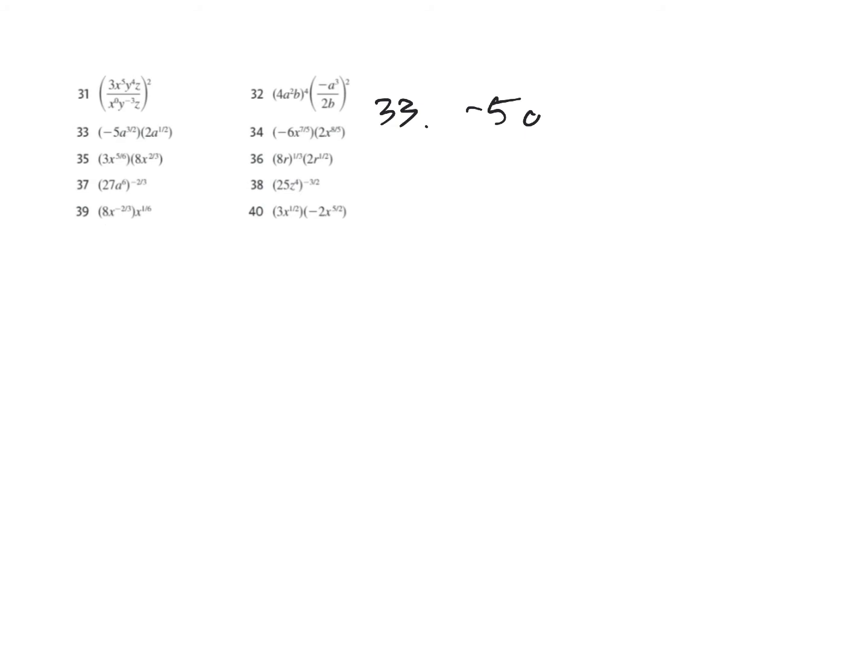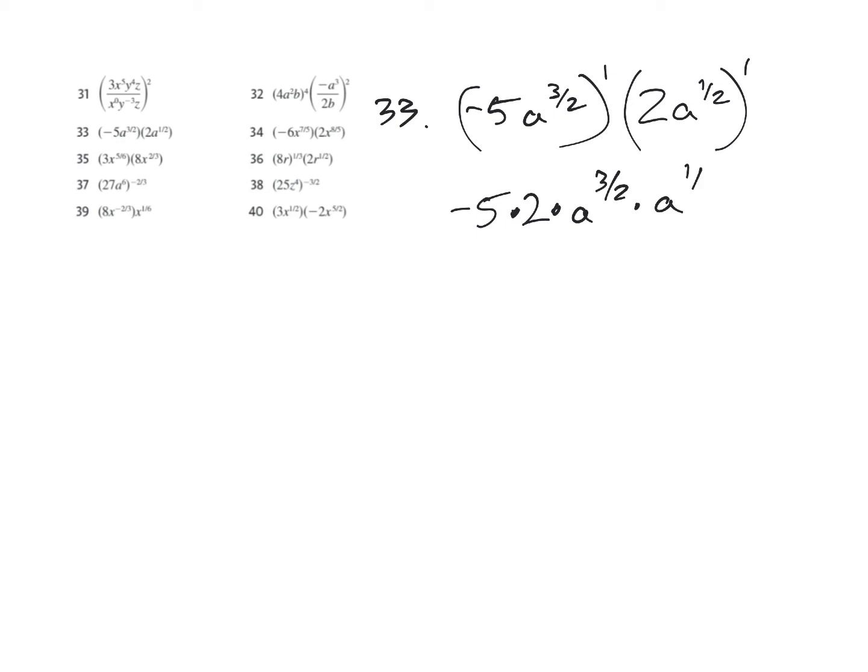Negative 5a to the 3 halves, 2a to the 1 half. Alright, so we could put these in radical form, but let's go ahead, since they're like bases, we can just add the exponents. There's no exponents on the outside besides 1, so you don't need the parentheses. So negative 5 times 2, you can rearrange everything at this point, times a to the 3 halves, times a to the 1 half. So negative 10, and add your exponents, 3 halves and 1 half, is 4 halves or 2. That's your answer. Next question.